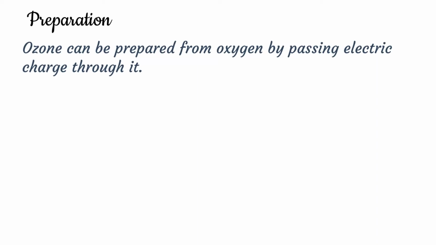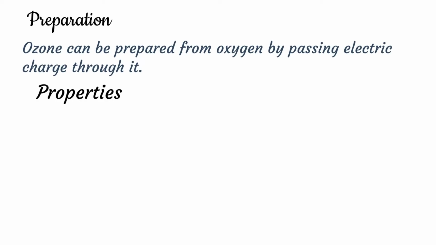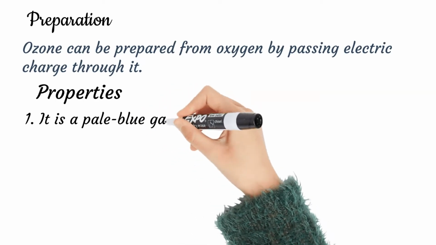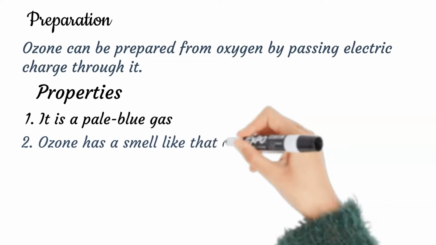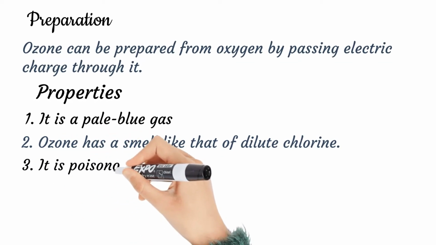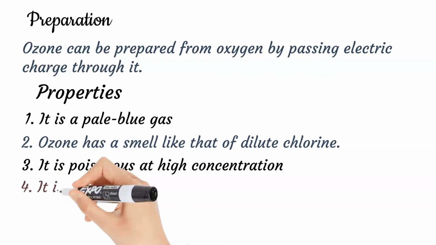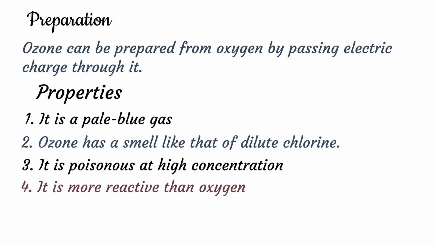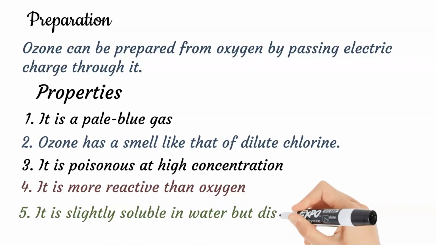Next, we look at the properties of ozone. Number one, it is a pale blue gas. Remember, oxygen is colorless, odorless, and tasteless. Number two, ozone has a smell like that of dilute chlorine. Number three, it is poisonous at high concentration, can choke you. Number four, it is more reactive than oxygen. Then number five, it is slightly soluble in water but dissolves in turpentine.